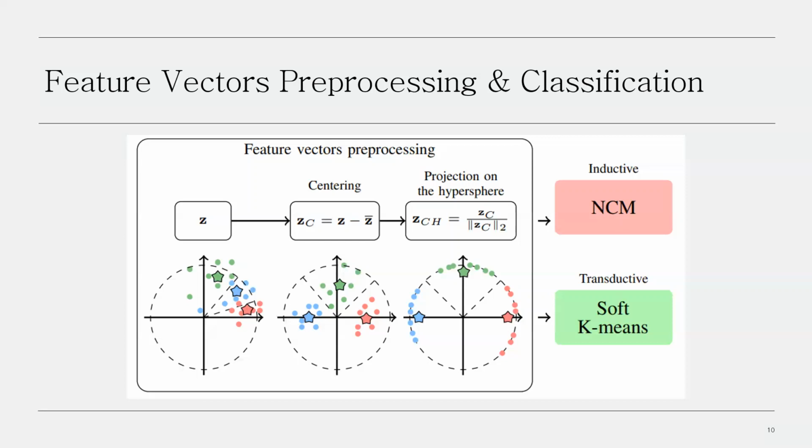And next, they do 2 different types of classification that the user can dictate. The first is inductive, which uses the nearest class mean classifier. And the second is transductive, which uses the soft k-means classifier. So there are differences between the 2. The main difference is that transductive classifies all the unlabeled query samples jointly. However, inductive classifies one sample at a time. So there are different reasons why you'd use one over the other. Typically, transductive is used when data labeling is expensive, and inductive is used when data acquisition is more expensive.